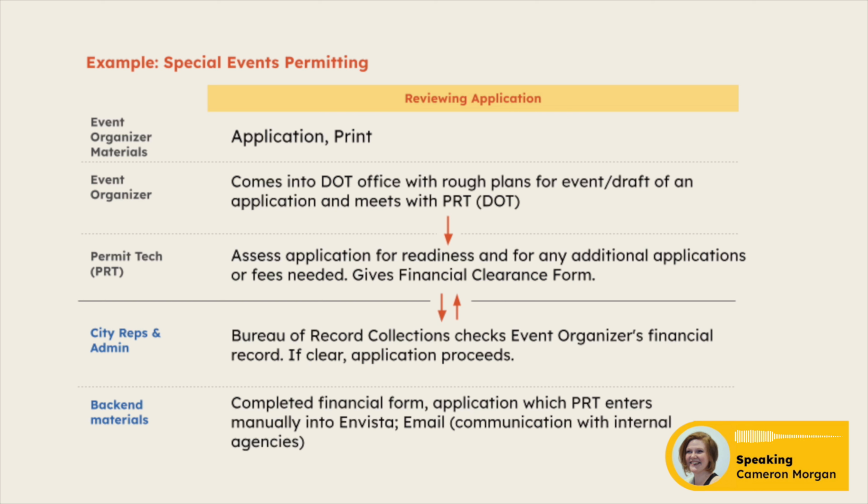And then again, as I mentioned, those back end materials are numerous to make this step happen, right? They have to complete a financial form. They have to have an application. And then the permit tech in our previous process was entering it manually into Invista, right? And then we had those email communications back and forth to help push forward the process.